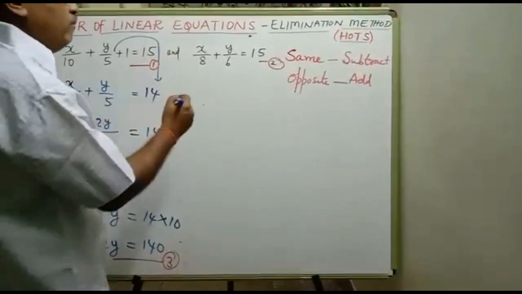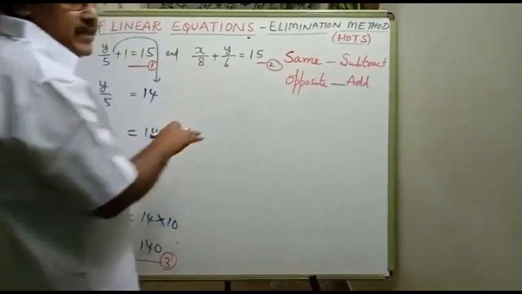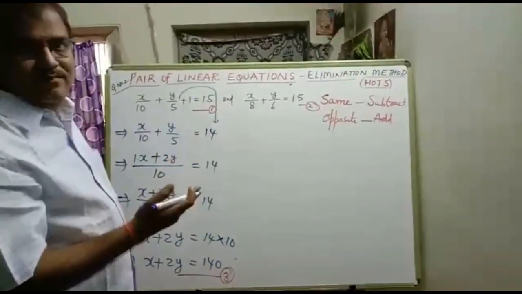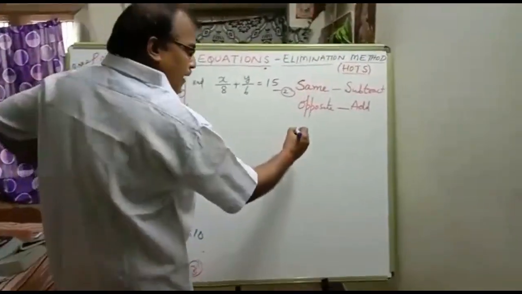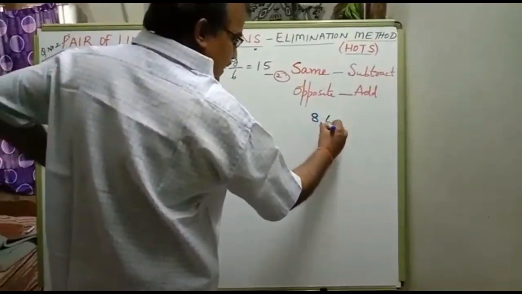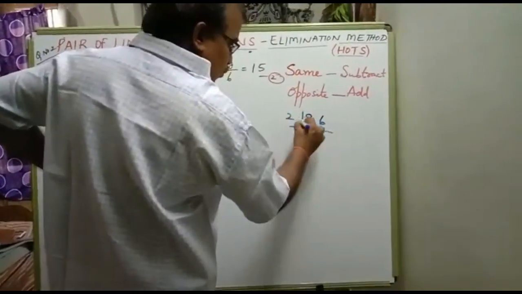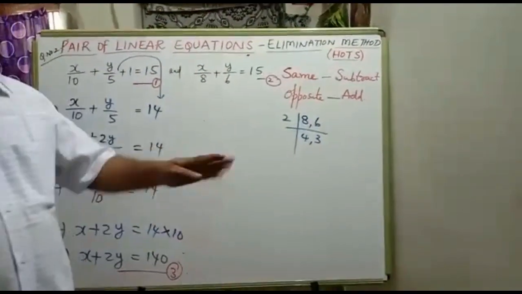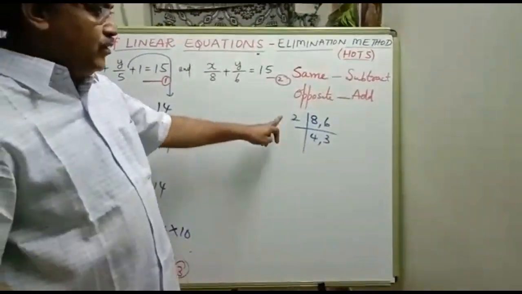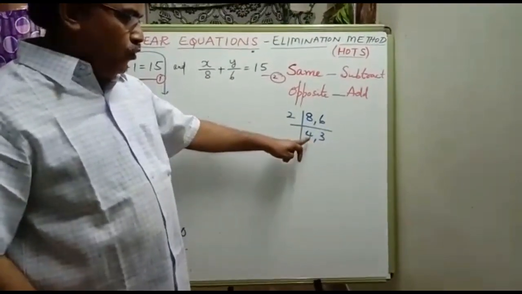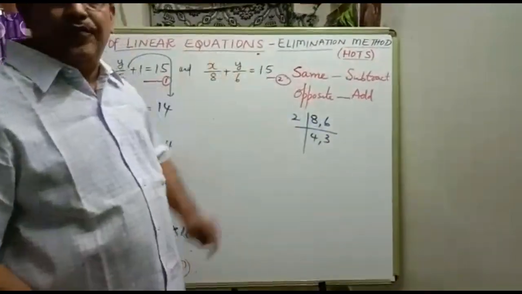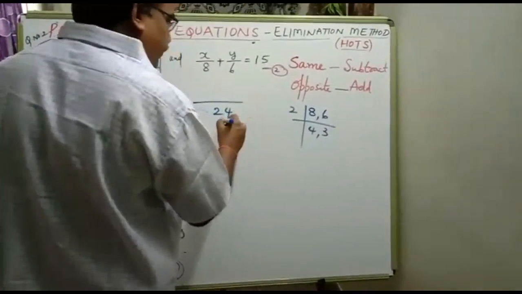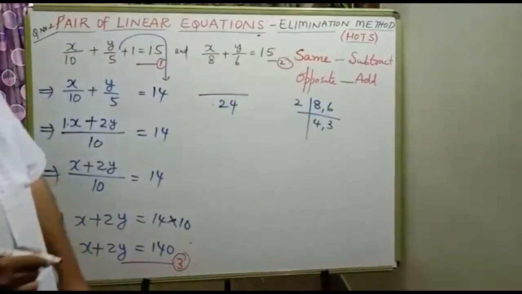Here again, what is the LCM of 8 comma 6? The LCM of 8 comma 6 is 24. 2 into 4 and 2 into 3; 4 and 3 are co-prime to each other, so you can stop. LCM is equal to 2 into 4 into 3: 4 2s are 8, 8 3s are 24. So the LCM is 24.